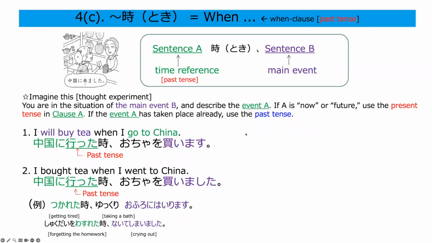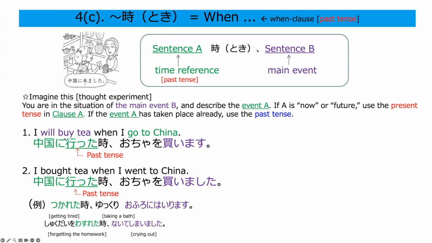Okay. Then next page, when you use the past tense within the when clause, this is the same as what I just explained. Again, this is the same information. So imagine this situation. You are doing a main event B. From that point, describe the event A. If A is now or future, use the present tense in the when clause. If the event A has taken place already, use the past tense.